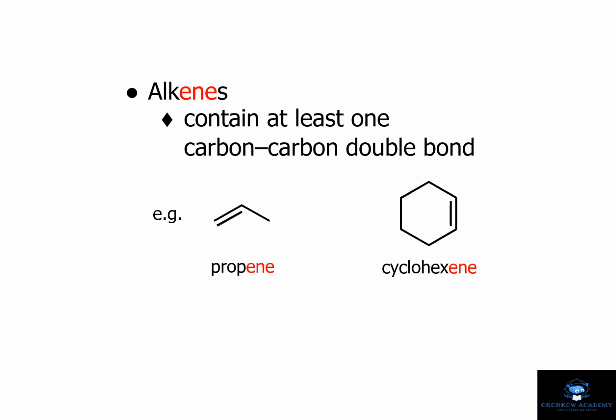The general suffix for alkene names is "-ene", as illustrated in the red color.